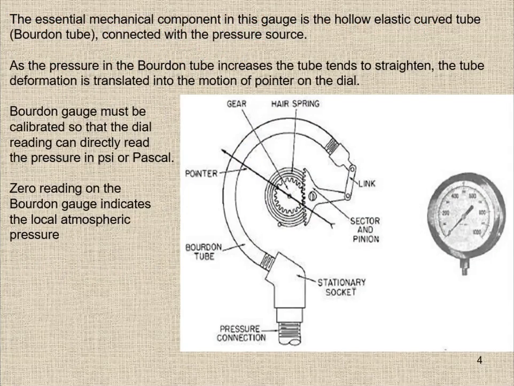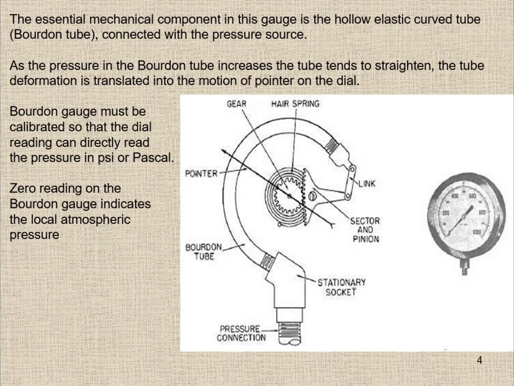There are two types of Bourdon gauge. One is the C-type Bourdon gauge and the other is the spiral type Bourdon gauge. The C-type Bourdon gauge is normally used where the pressure is small or moderate, but if the pressure is very high, then we use the spiral type Bourdon gauge.